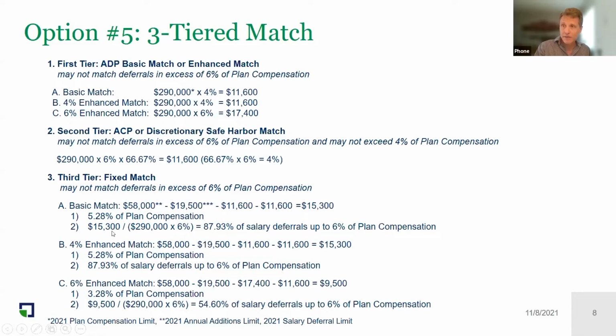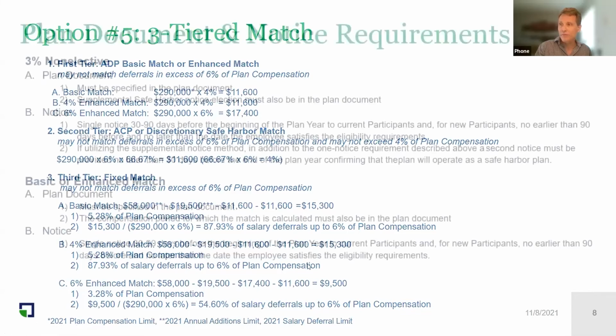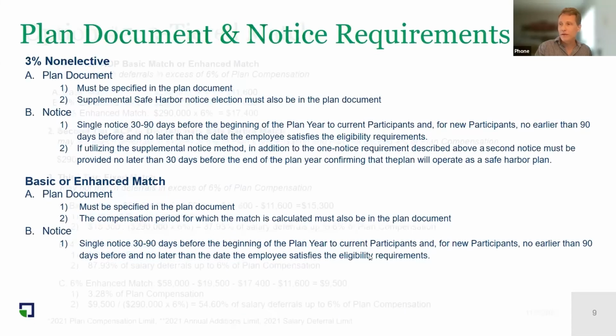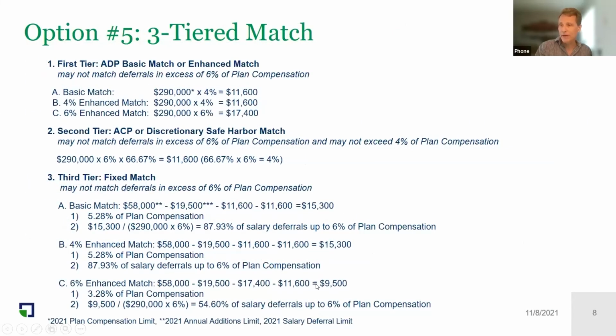Okay. The same under the enhanced match. Under the 6% enhanced match, it's a little bit less, 54.6, because they're getting a greater match up here. So they're getting less match here, okay?